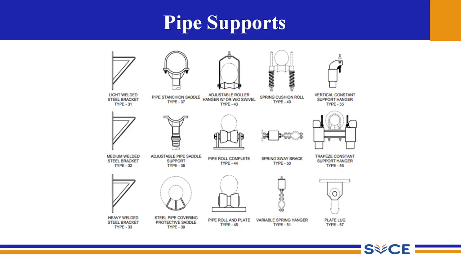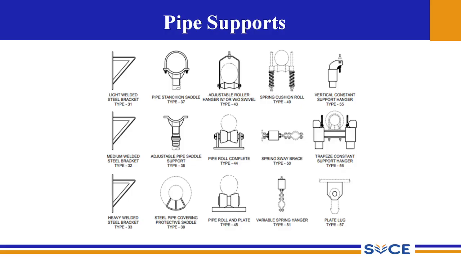Then type 57 is a plate lug. It's a structural attachment which connects the rod type hanger to structural steel members via a pin type arrangement or a bolt through the hole of the lug. So this type of plate lug can support only small loads, and it is not suitable for any vertical restraints.